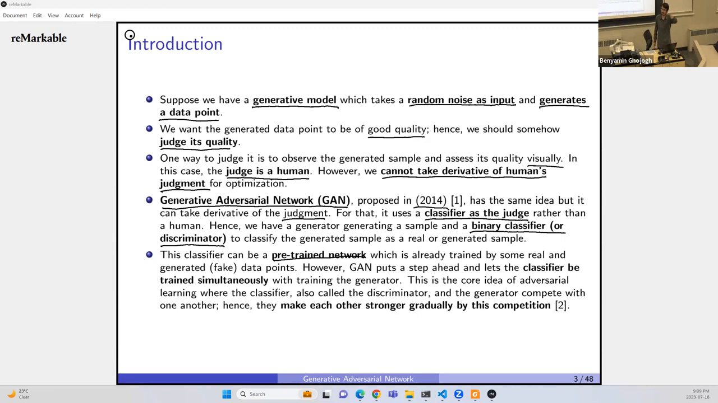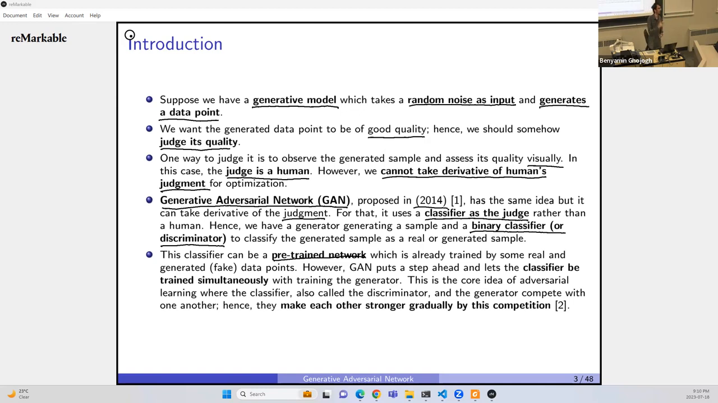But GAN goes one step ahead, says no. Let's train the classifier simultaneously with the generative model. So at the same time that I'm training the generator, let me also train the classifier. And this makes a game between them, between the classifier and the generator. Why? Because a generator tries to make better images or data, but the classifier wants to say whether it's generated by you or it's real. So the generator tries to fool the classifier by generating very good things that the discriminator assumes are real. But the discriminator also wants to make itself stronger, not to be fooled by the generator. So there is a game between them.